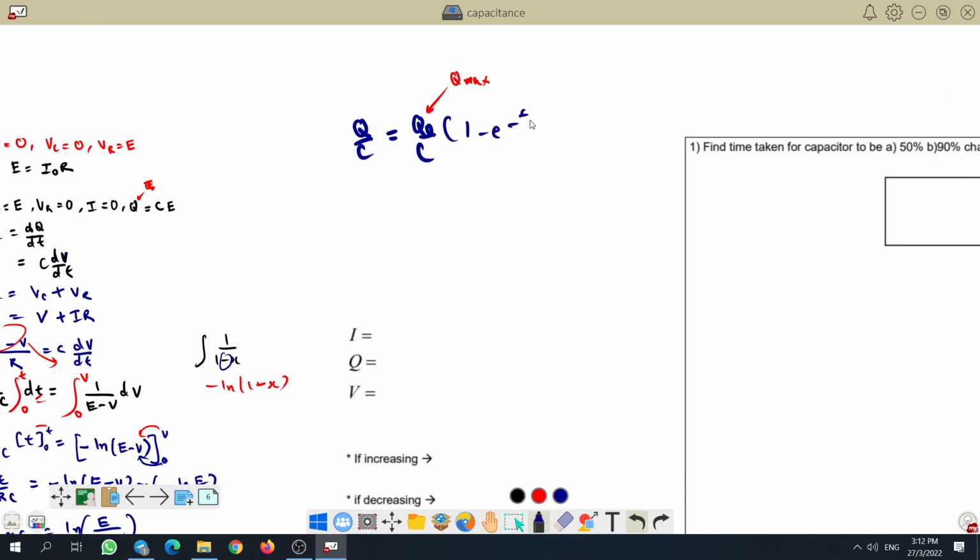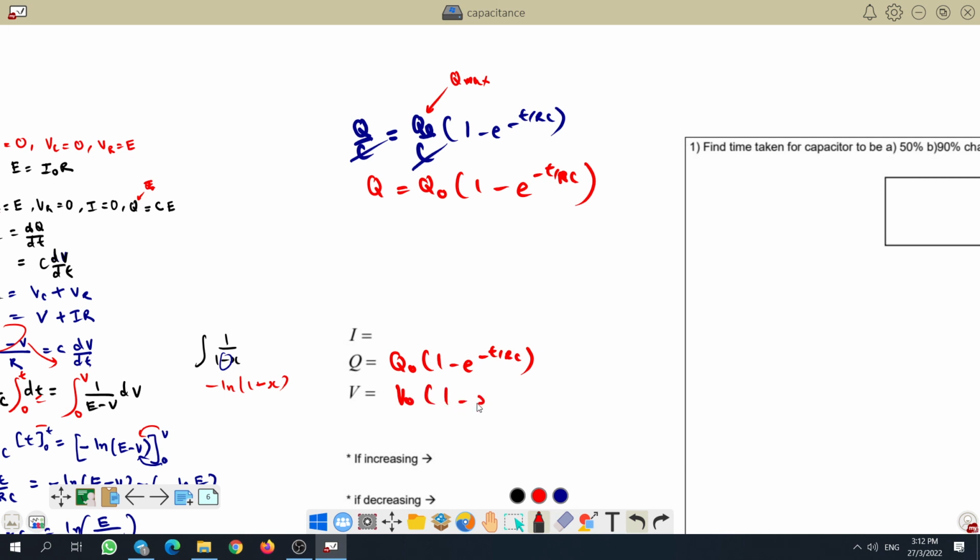1 minus e negative t per RC, so potong-potong. So Q follow the same pattern, sebab Q also increasing. Q increasing, V increasing. So it has the same pattern. In fact, if you put V naught pun boleh. It's easy to remember it as V naught. Tetapi V naught, you remember it, dia sebenarnya E. Kan? And Q naught is actually CE. But easy to remember V naught, Q naught lah. But it's not initial lah, it's actually maximum. How about the I?